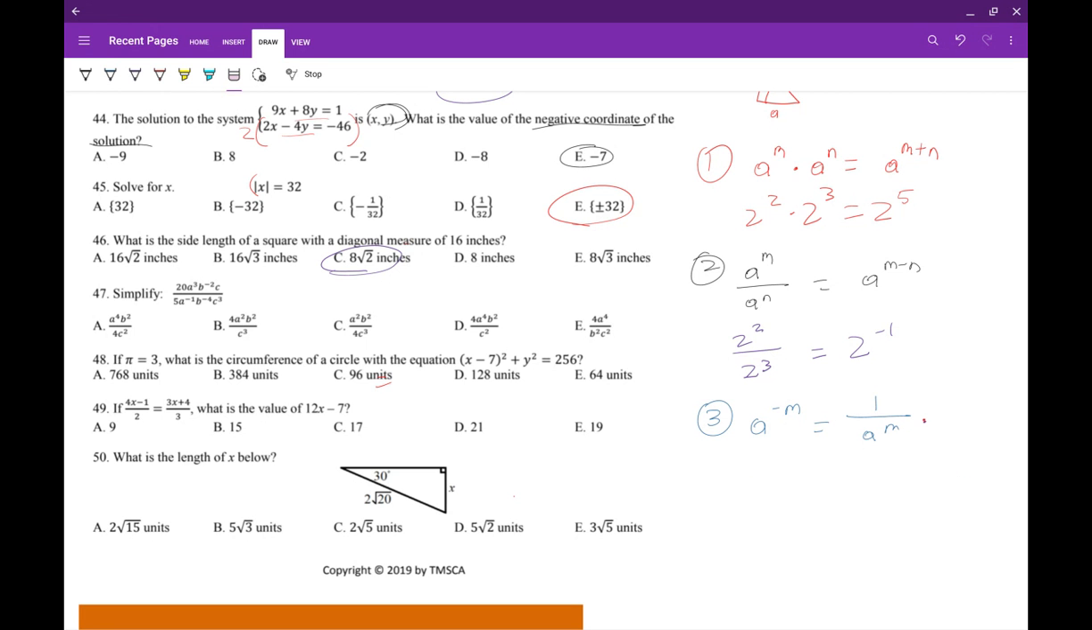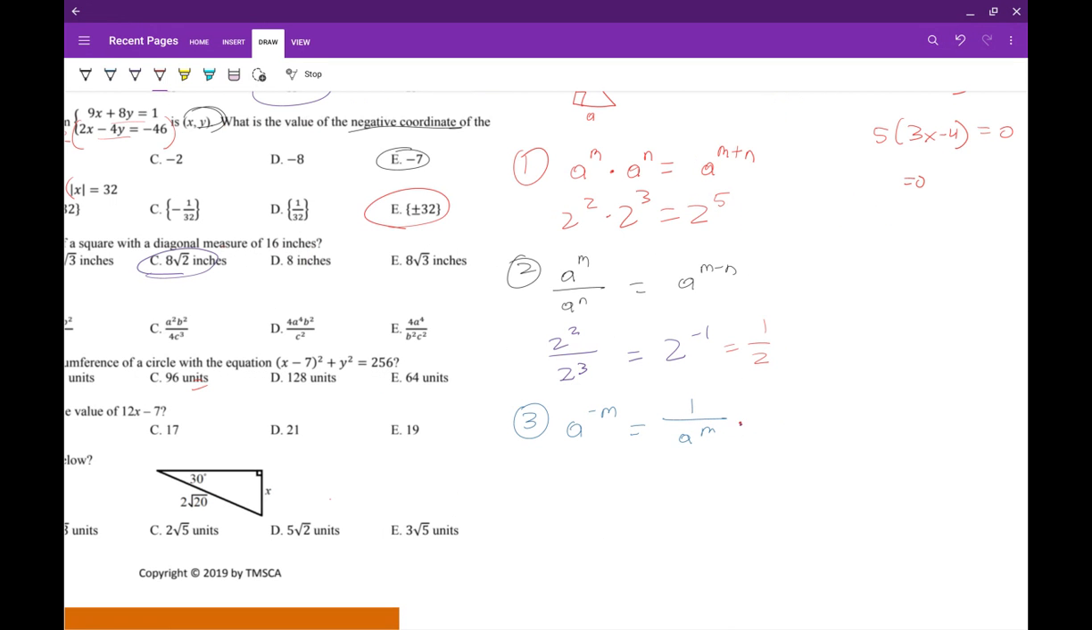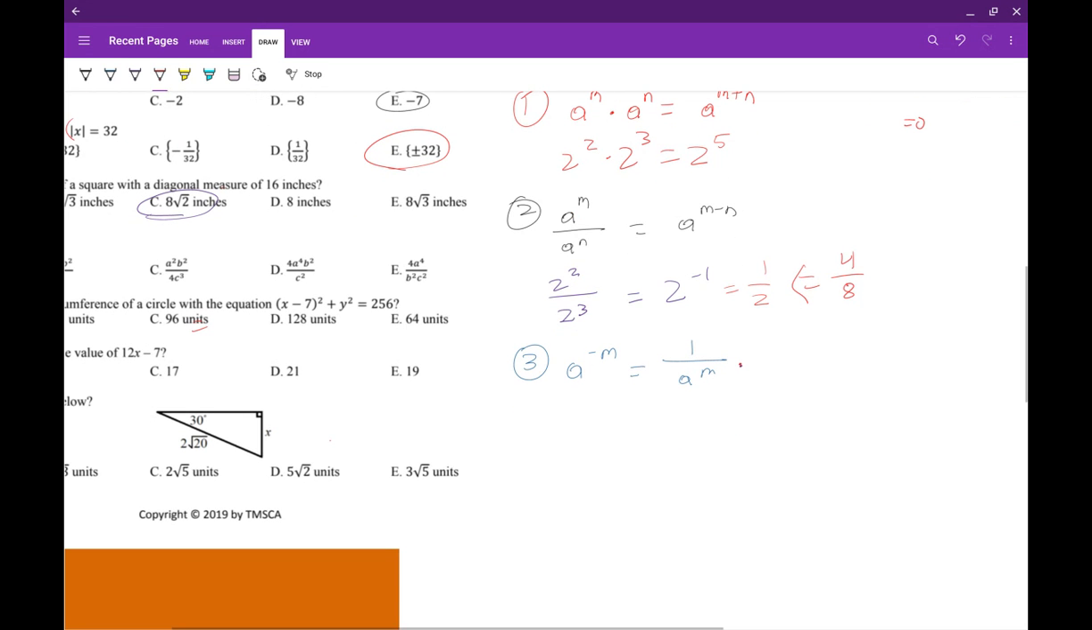And so what that's telling us up here is that 2 to the power of negative 1 is 1 over 2. And if we were to solve it in a different way, you'd have 4 over 8, and that is equal to 1/2. Next rule.